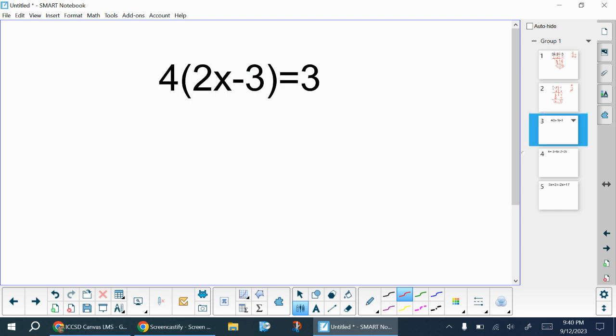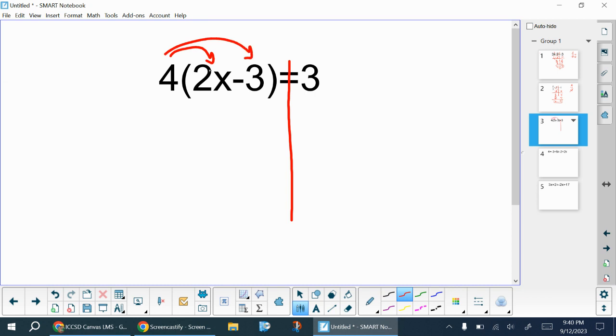So if you see something like this, what we might call a multi-step equation, it's just meaning that we need to simplify before we can move on to our actual algebra steps. When we simplify, we can just simplify one side. This side's just 3. This side we can simplify. And since we have 4 times a quantity, we need to distribute.